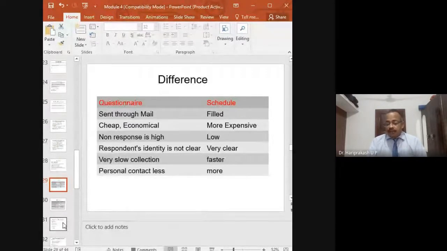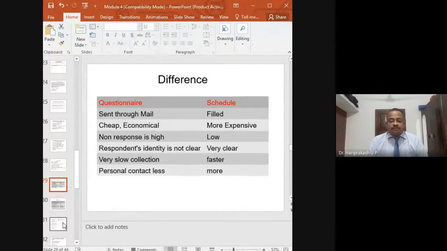Whereas in schedule, it is very important. The name of the person, the language that is spoken, the religion, number of family members, the income, the education, all these are the main details that they collect in schedule. Okay, that will be sent to the government. So in that way, it should be very clear in schedule.